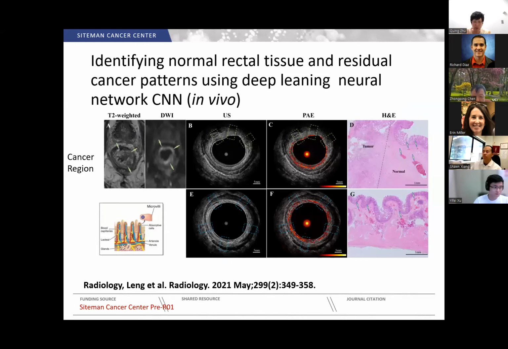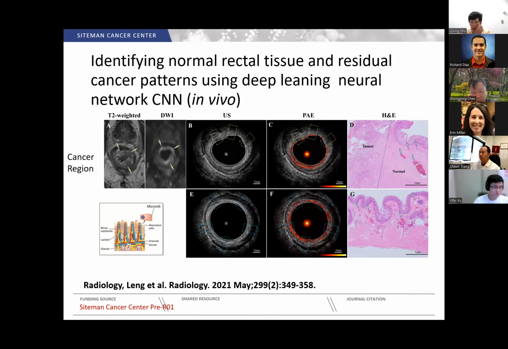So this is what we see. In this case, this is an MRI, and the MRI showed that there's a residual tumor. In ultrasound, you see this box region shows some kind of structure there, but it's not very clear. And this is the photoacoustic, which shows a very disrupted vasculature signal, not as regular as the bottom, which is the normal region.